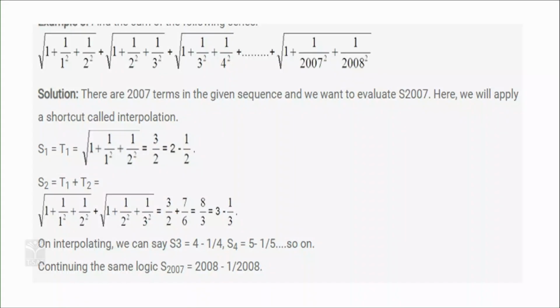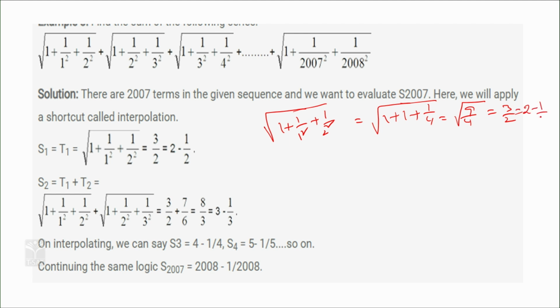Now, see this. Root of (1 + 1/1 square + 1/2 square) plus root of (1 + 1/2 square + 1/3 square) plus root of (1 + 1/3 square + 1/4 square) and so on, up to what is its value. Now observe each term, root of 1 plus 1/1 square plus 1/2 square. So what is its value? Root of 1 plus 1 plus 1/4, correct? This is 2 plus 1/4, which means root of 9/4, which is equal to 3/2. You can write 3/2 as 2 minus half.